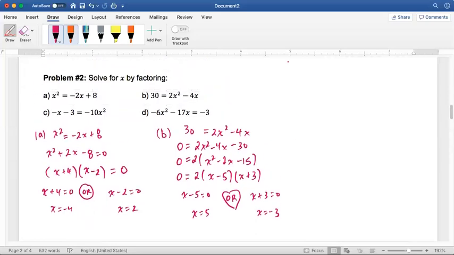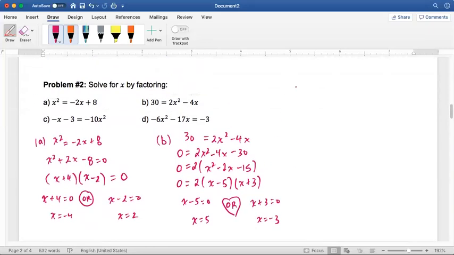So let's take a look at C. We'll scribble C over here. Negative x minus 3 is equal to negative 10x squared. Again, I like to keep the a term positive, so we'll bring that term over to the left. So minus 3 is equal to 0. There is no GCF for this one.